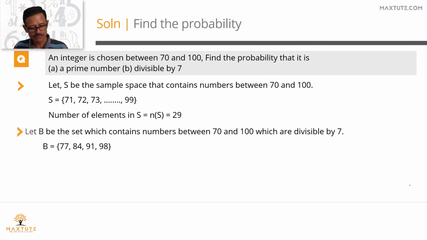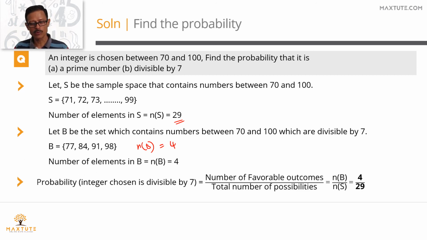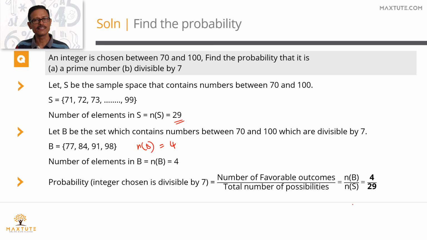Let's move on to the second part. We're going to compute the probability that the number is divisible by 7. The sample space remains the same at 29, no change there. Numbers divisible by 7 between 70 and 100, which does not include 70 or 100, are 77, 84, 91, 98. So n of B, the number of such favorable numbers, is equal to 4. So required probability is equal to 4 upon 29.